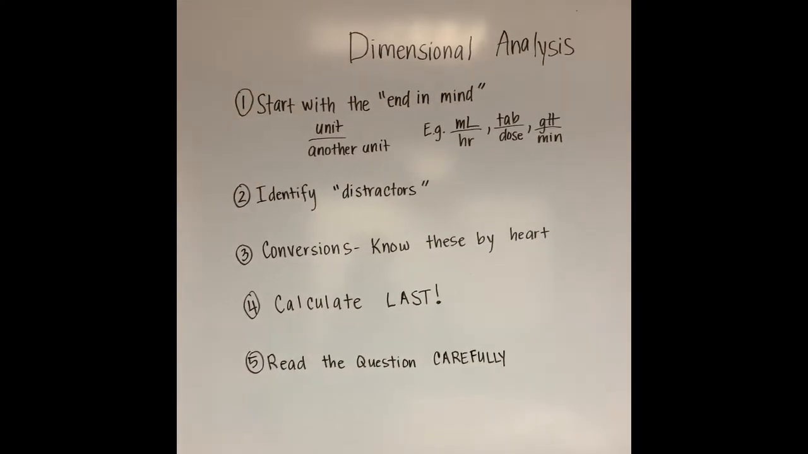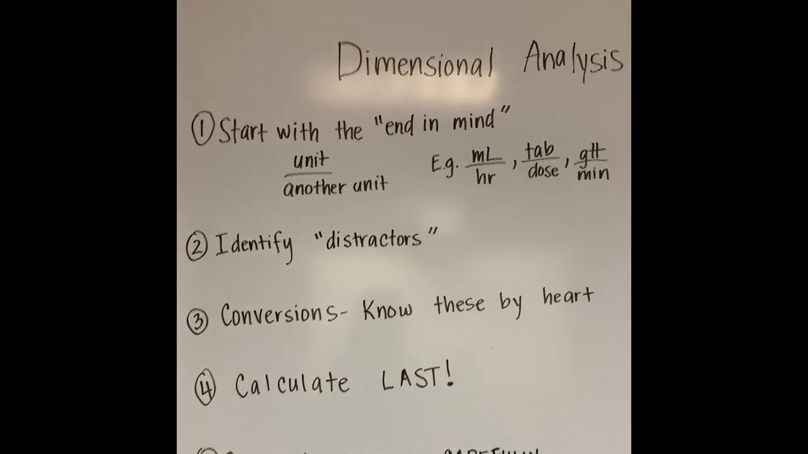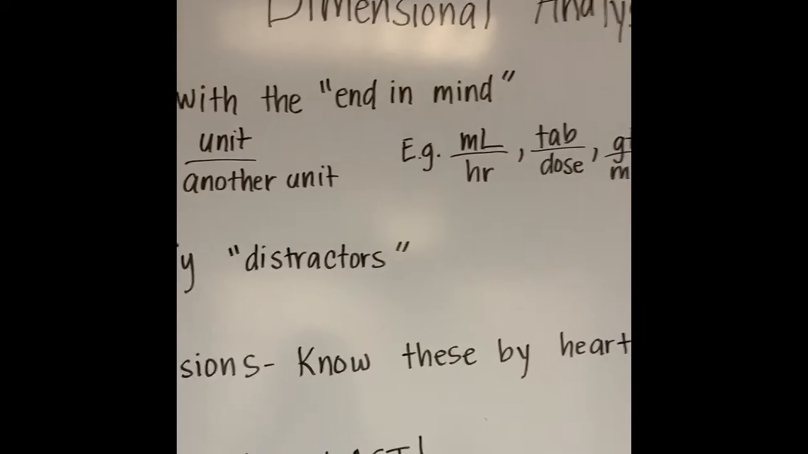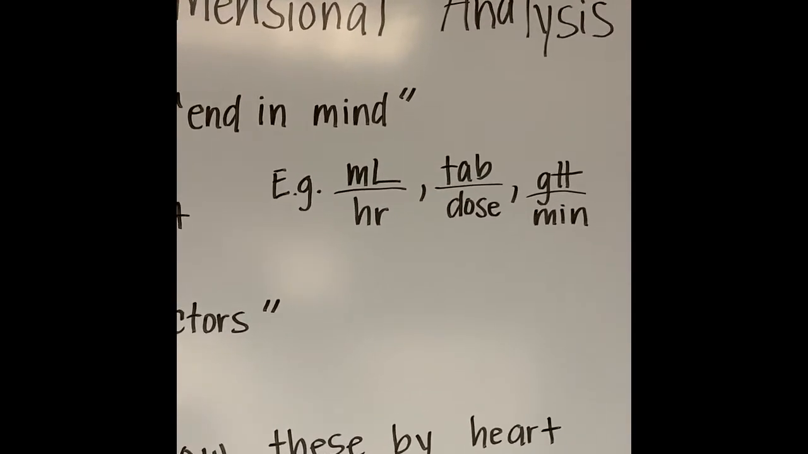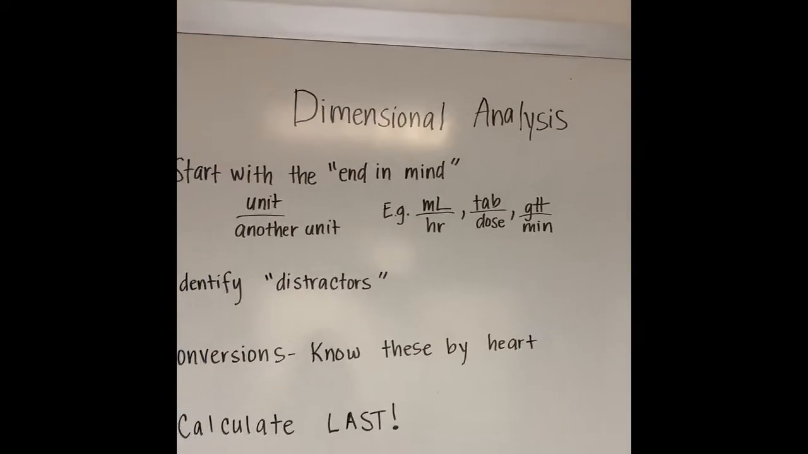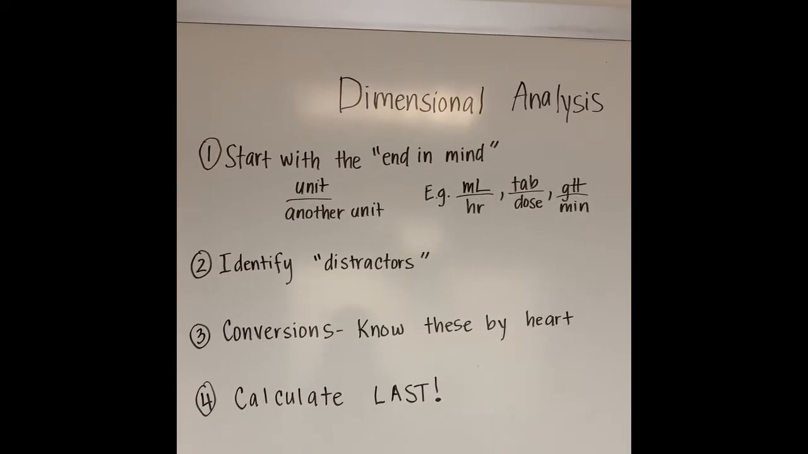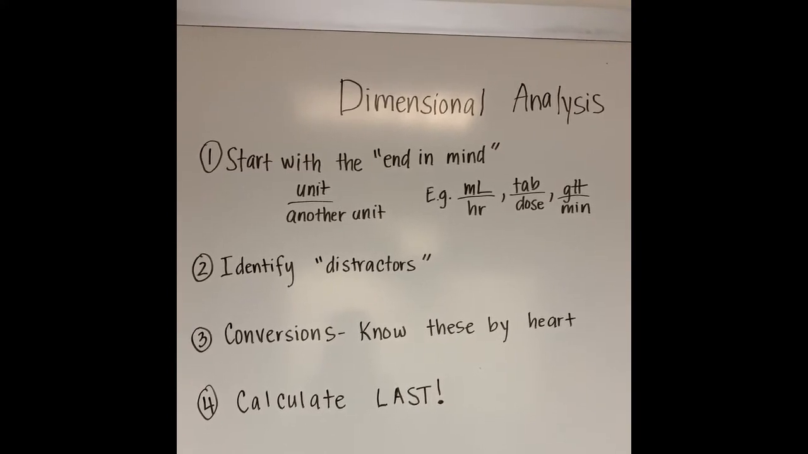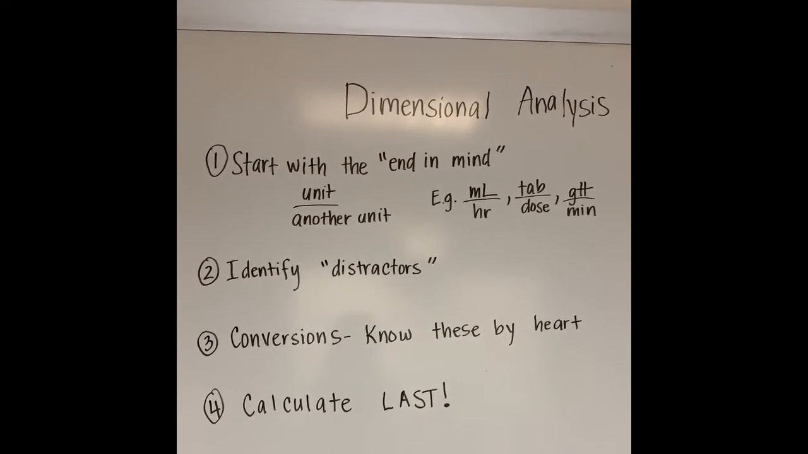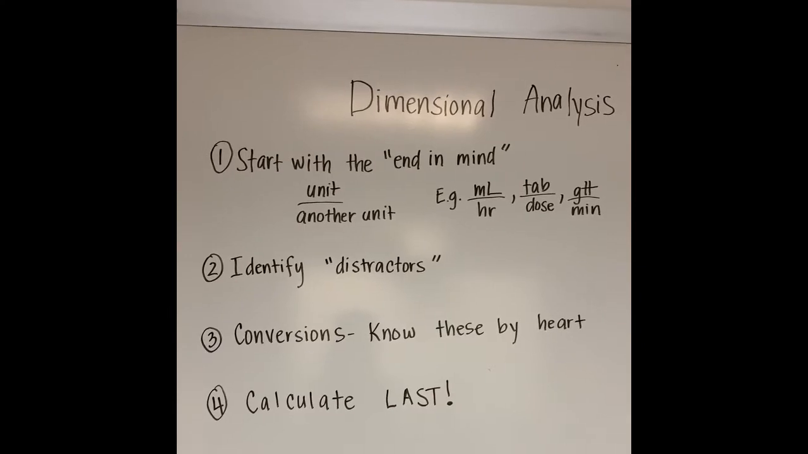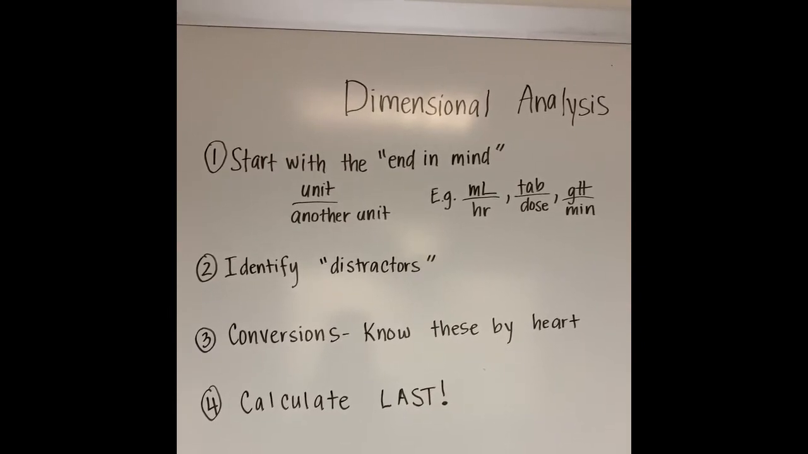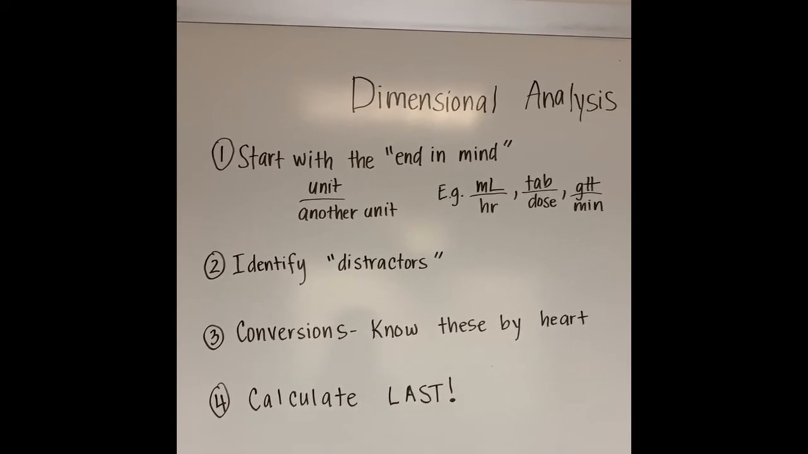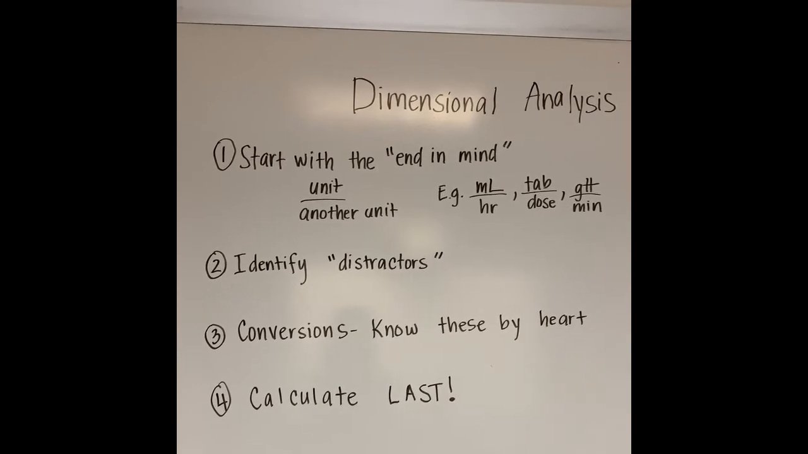The first one is to start with the end in mind. Usually when we do this, it's a unit over another unit, and examples include milliliters over hour, tablet per dose, or drops per minute. The second tip is to identify distractors. These would be anything that cannot cross-cancel. Keep in mind that any unit over the same unit is equal to 1, and that's how you cross-cancel. If you cannot cross-cancel, and if it also is not what you're solving for, then technically it is considered a distractor.